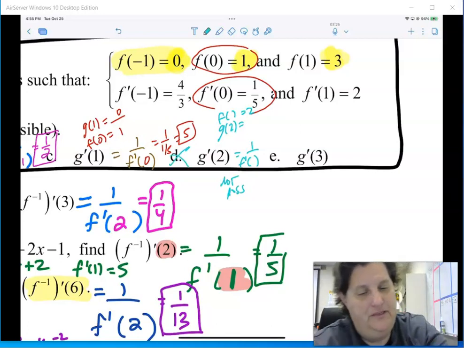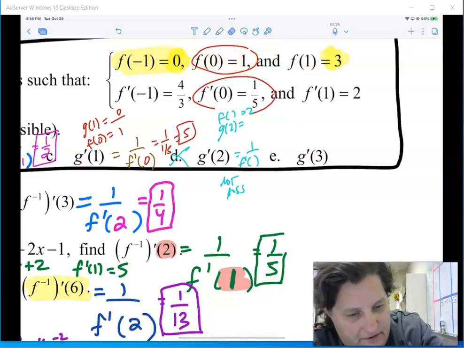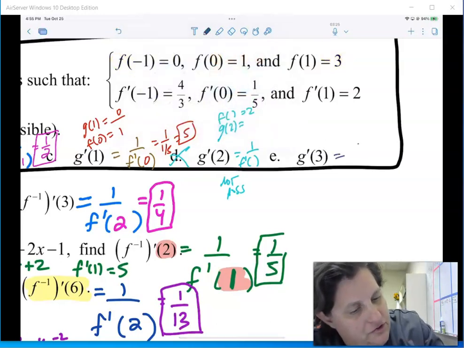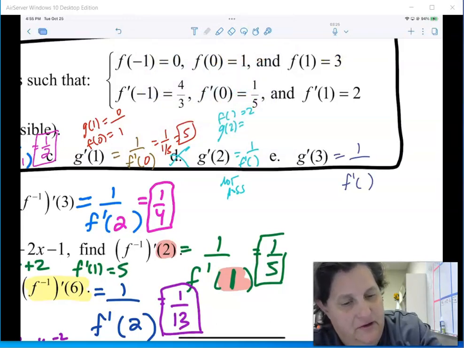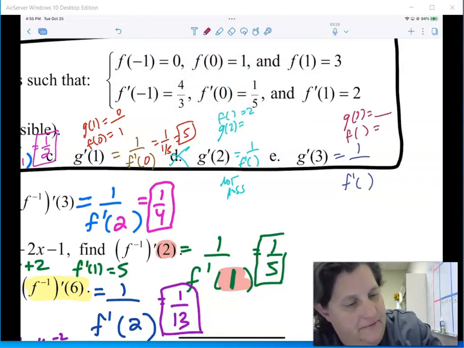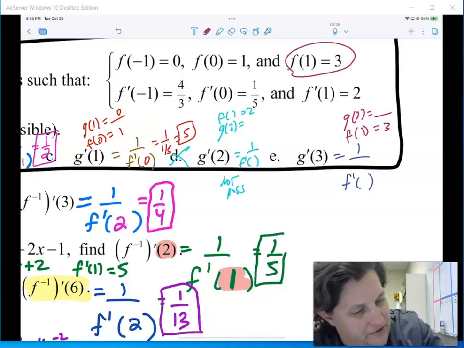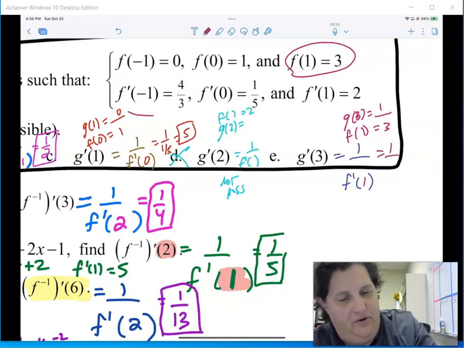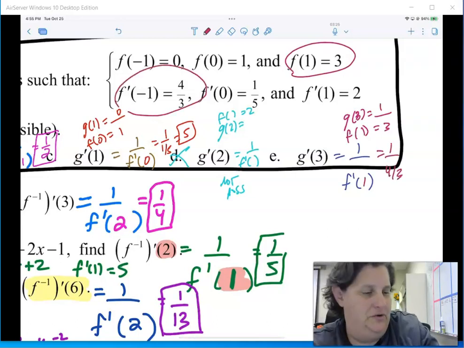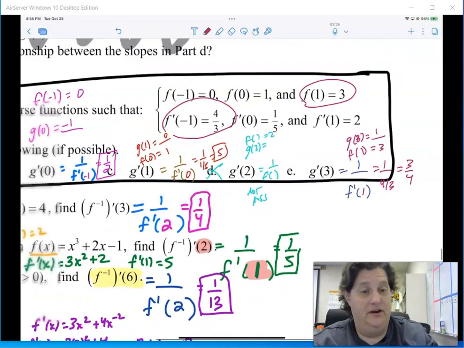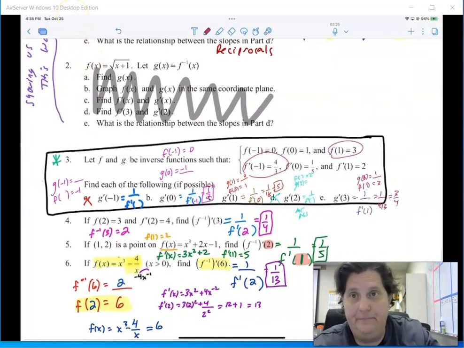And then my last one. This is 1 over f prime of something. g of 3 is blank, so f of blank is 3, which is there. f of 1 is 3, so g of 3 is 1. So it's 1 over f prime of 1, which is 4/3. You can leave it like that, or you could do 3/4. You definitely should know how to do that before you test.